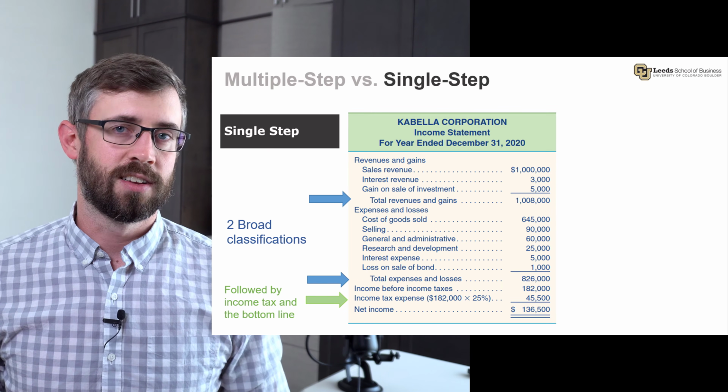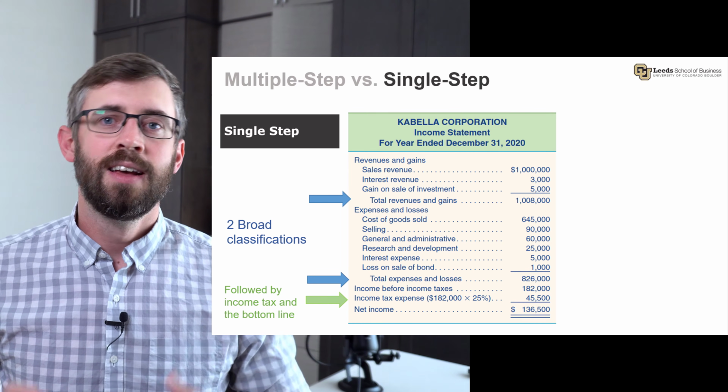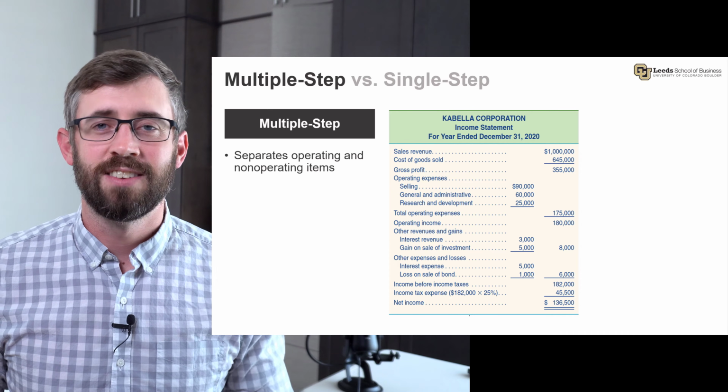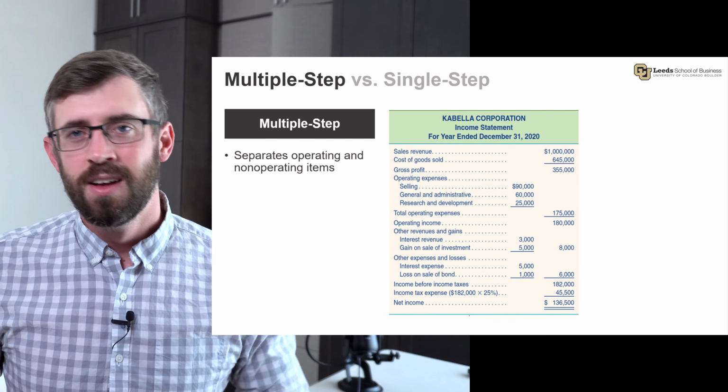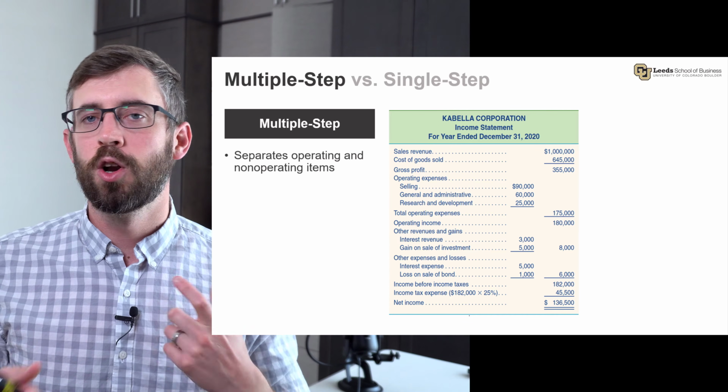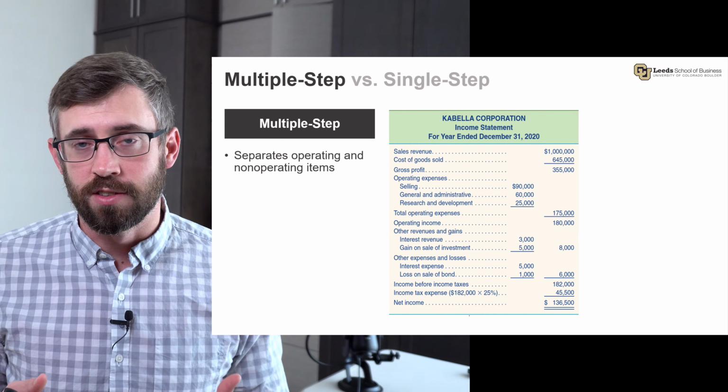We're going to list our tax expense on that money we've made, and we're going to end up with net income. So the second option that firms have is to use a multi-step income statement. And all that means is we're going to have more sections that might tell us a little bit more about the operations of the company.